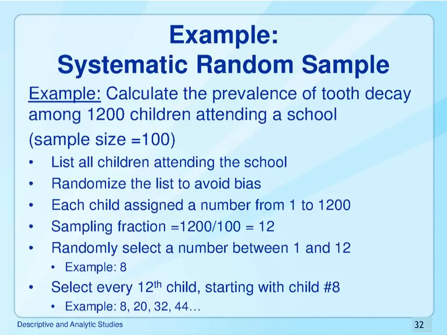Same thing again, each child is assigned a numeric value 1 to 1,200, and then we get our sampling fraction by dividing our 1,200, our sampling frame, by 100, which is our sample size, giving 12. So we randomly select a number between 1 and 12, and here they've taken 8. And so we select every 12th child starting with child number 8. So 8, 20, 32, 44, etc. So actually very simple, especially when you see it spelled out like that. Now it's a powerful tool, systematic random sampling, and it's one that's easy to use.